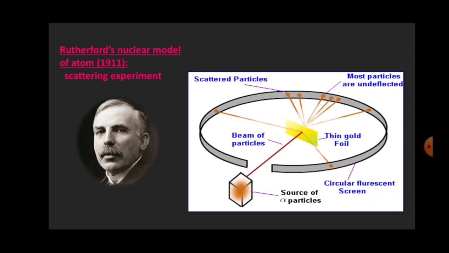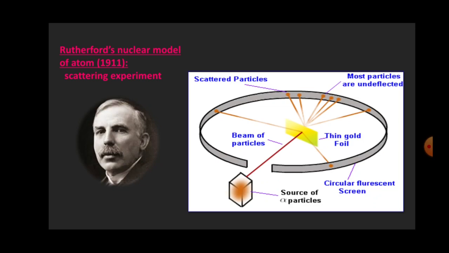Now he said that the atom is made up of two parts. One is the nucleus and the other one is the extranuclear part, that is around the nucleus. And he said the mass of the atom is concentrated in the nucleus, and the electrons, which are lighter, are in the extranuclear part around the nucleus.